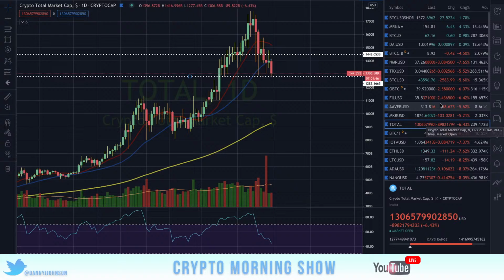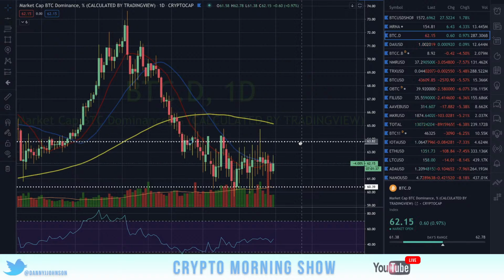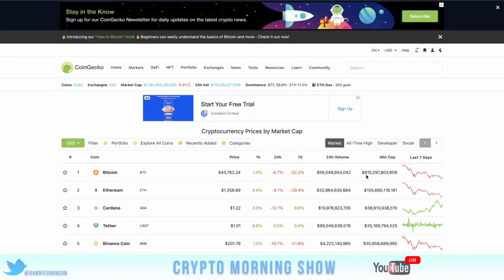1.307. And then let's have a look at BTC dominance, BTC.D, if you're tracking that on TradingView. As you can see, we've just been bouncing around. So Bitcoin's holding steady. Bitcoin dominance is still around 62.15, which is relatively flat. Let's have a look at the coin market cap of 815 billion. So we're still above 1.5 trillion in total crypto market cap, or just underneath 1.5. So we could say 1.25 trillion.